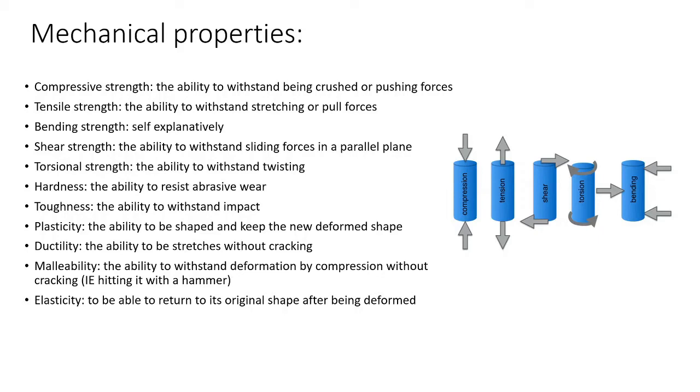Hardness is the ability to resist abrasive wear. Toughness is impact. Hardness and toughness are the two that are confused the most, they're always mixed up. So hardness is abrasive wear and toughness is impact. Then you've got plasticity, which is the ability to be shaped and then keep that new deformed shape. You have your stock material, you then form it into a new thing, and then its ability to stay in that new shape.